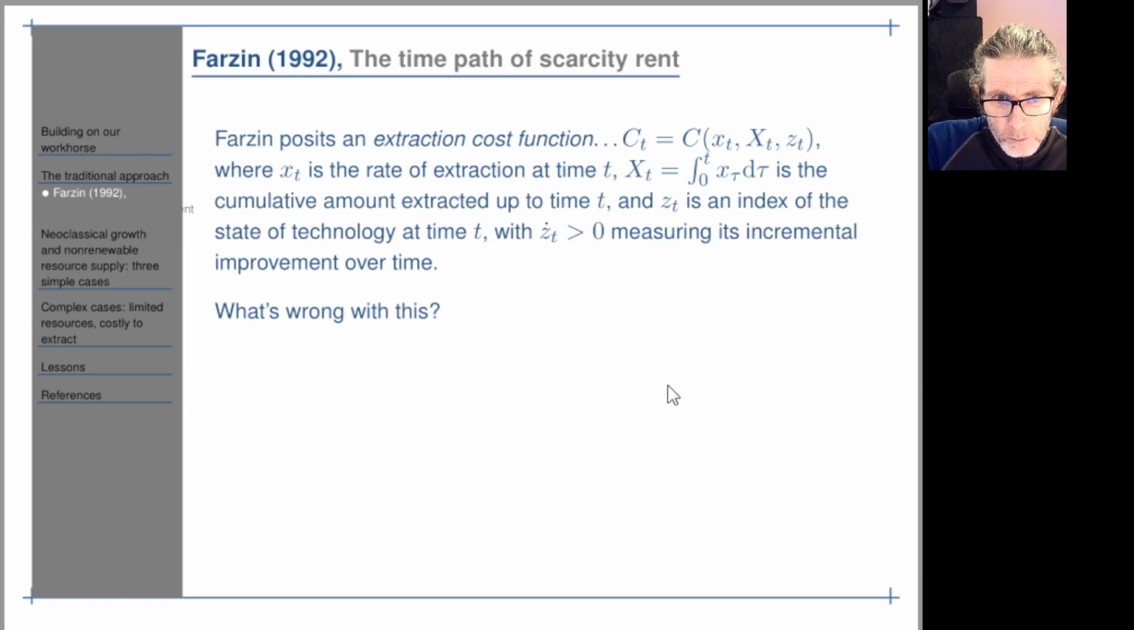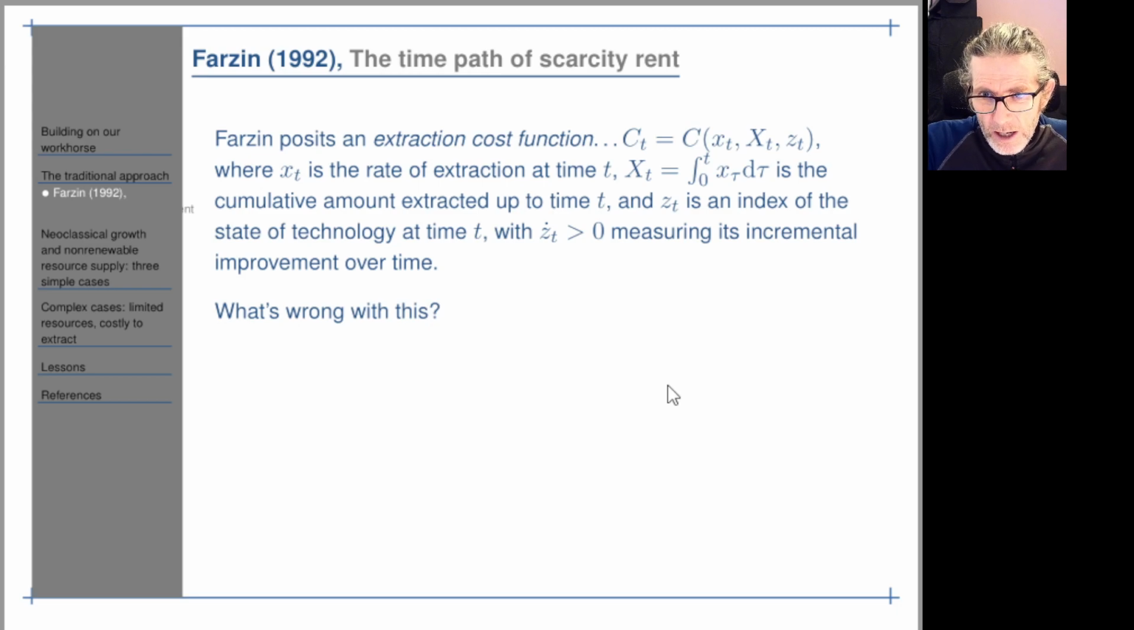So Farzin posits an extraction cost function. So C_t, the total costs of extraction function, is a function of x_t, the extraction rate, big X_t, cumulative extraction, and z, technology.